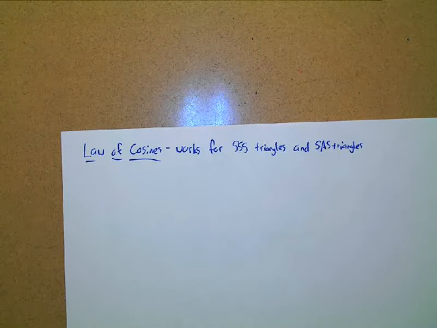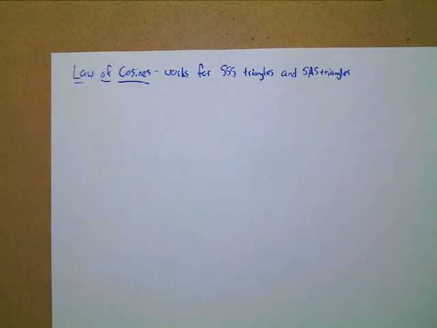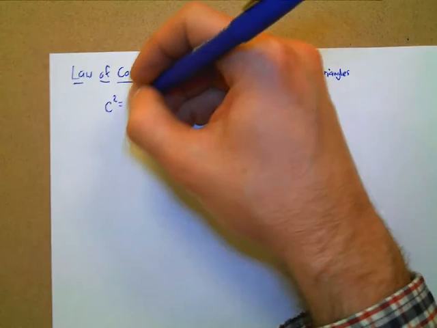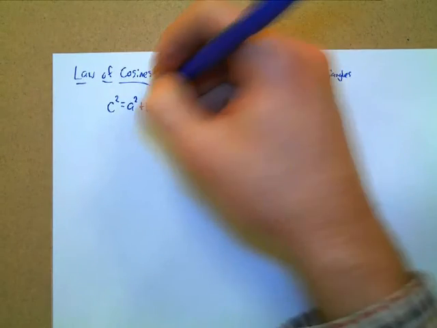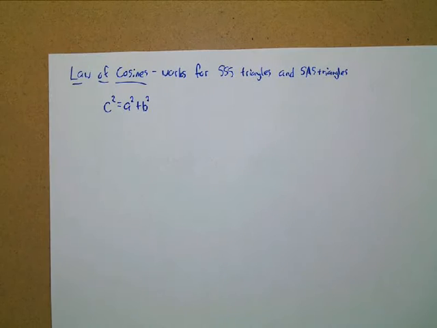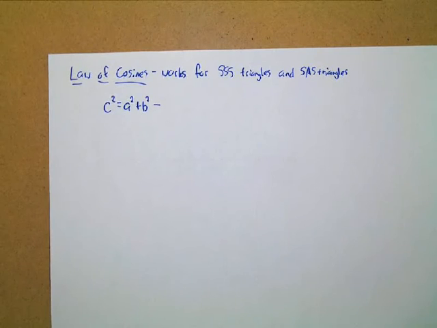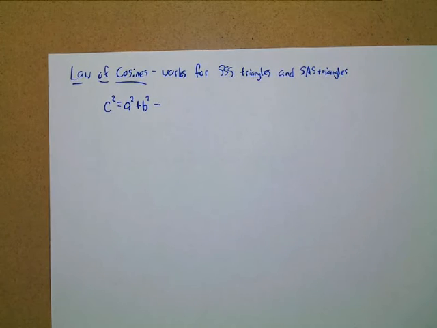Here we go. C squared equals a squared plus b squared. It's like the Pythagorean theorem. But of course, we don't have a right triangle, so we need to have a little bit of a correction. So it's c squared equals a squared plus b squared minus 2ab cosine c. That's law of cosines. C squared equals a squared plus b squared minus 2ab cosine c.